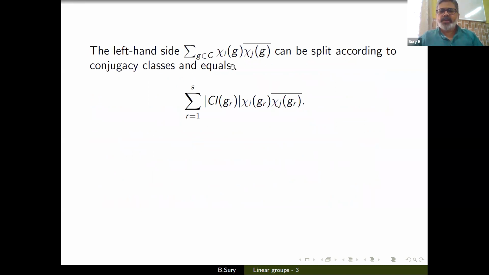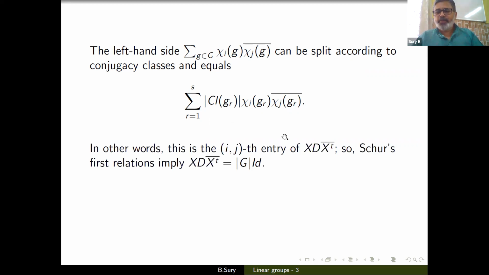The left-hand side can be split according to conjugacy classes, because a character is a class function. The character of h inverse is also a character of G, because it's the trace of something, right? So because of being a class function, you can break up this sum by first looking at the various conjugacy classes and then summing over them. But over a particular conjugacy class of gr, the same number is going to come that many times, the cardinality of the conjugacy class of gr times. So this sum is just this sum.